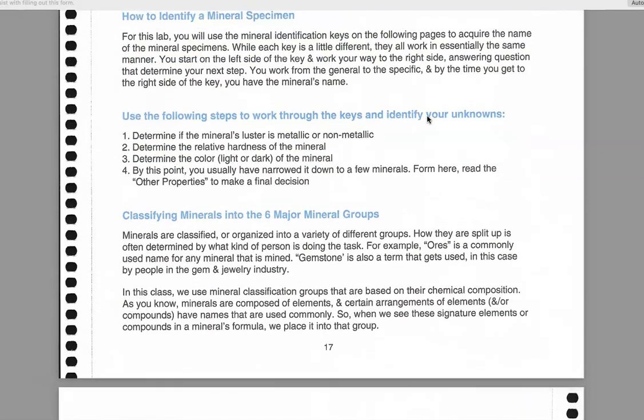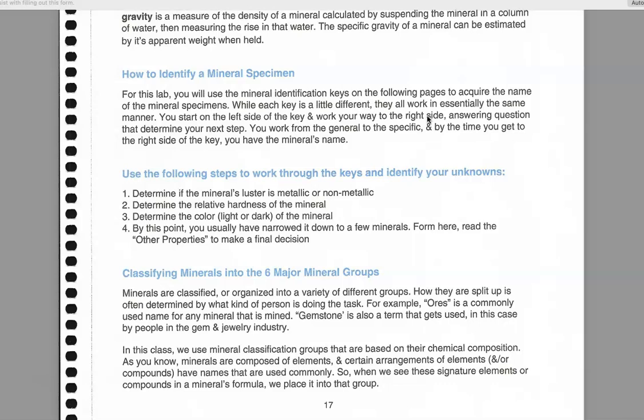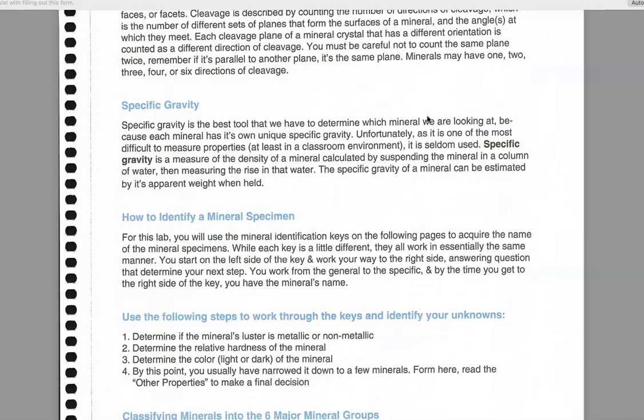Okay, almost done, believe it or not. We got one property left. Specific gravity. Specific gravity is potentially the most identifiable property that's out there. The problem is it's so hard to measure.